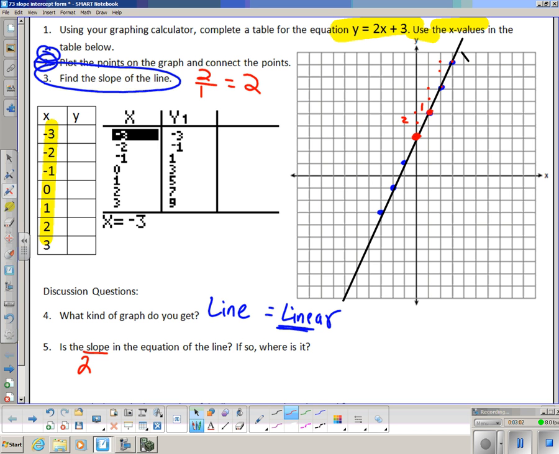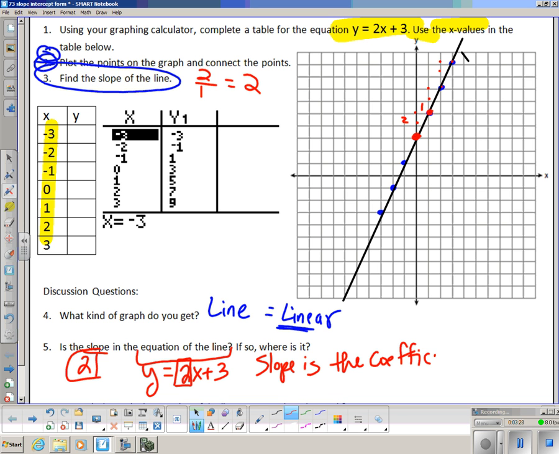And question 5 says, is the slope in the equation of the line? The equation of the line was given to us. It was y equals 2x plus 3. And so it's pretty clear that the slope is the coefficient, meaning the number in front, of the x term. So coefficient means number in front. We discussed that word in the last unit. It's the coefficient of the x term.